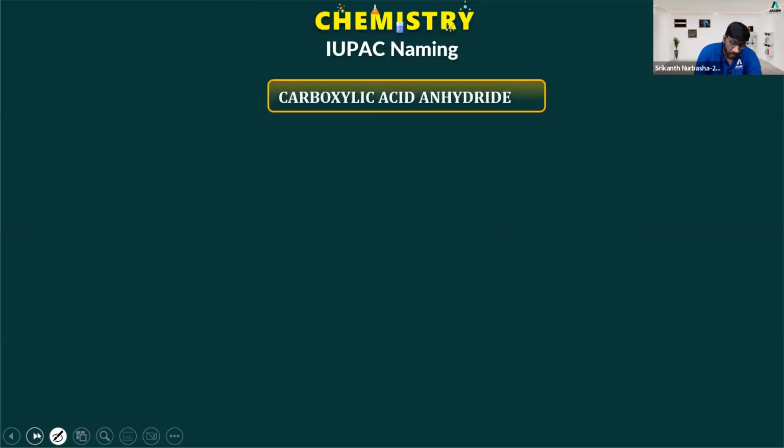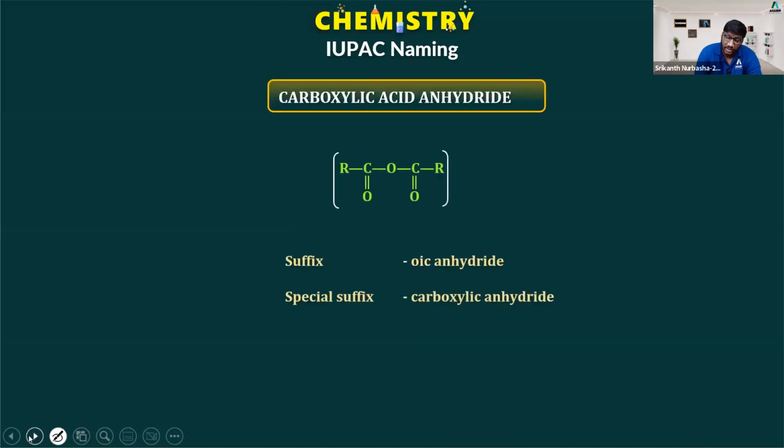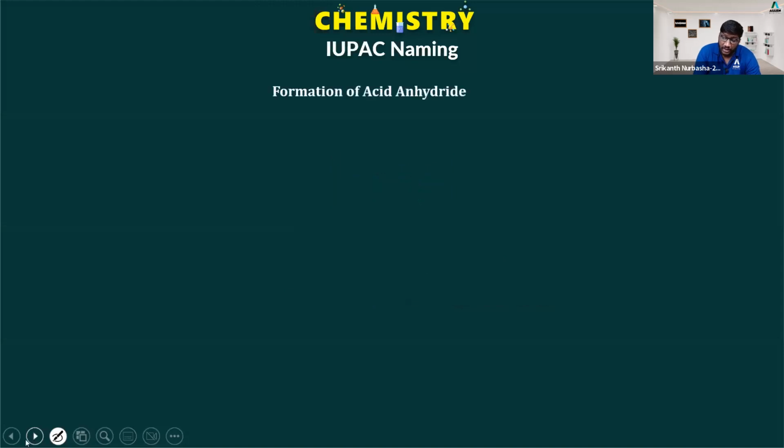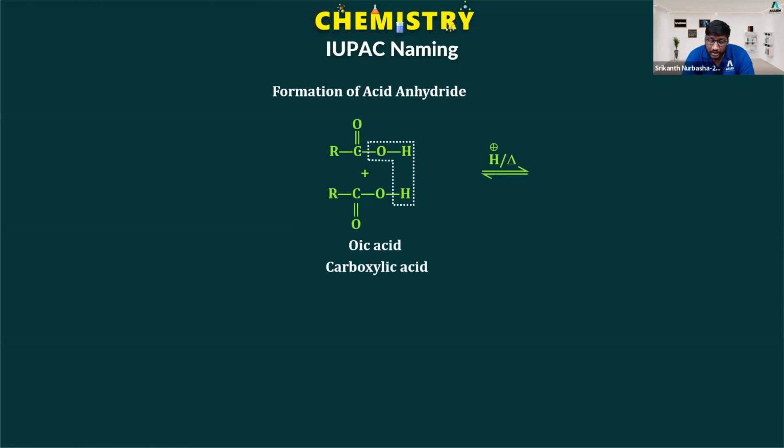Very good. Carboxylic acid anhydride, we are going to have this type of name: oic anhydride, the special suffix is carboxylic anhydride. So let us look at how the anhydride is formed. Formation of anhydride, look at this carefully. RC double bond OH plus RC double bond OH, oic acid. When you treat that with H plus in the presence of heating, you will be getting oic anhydride.